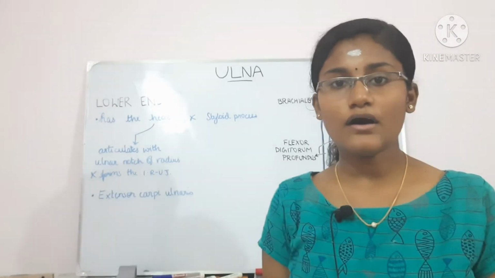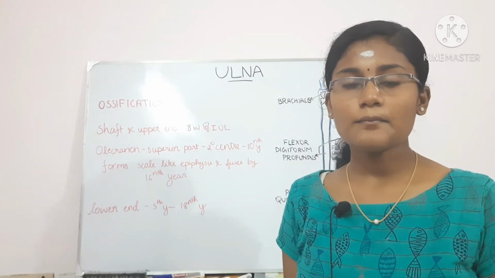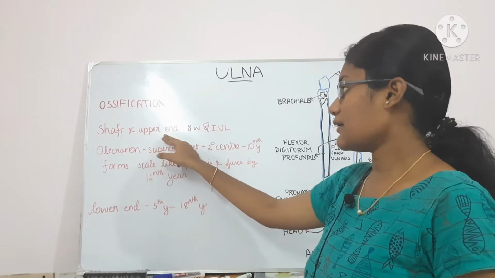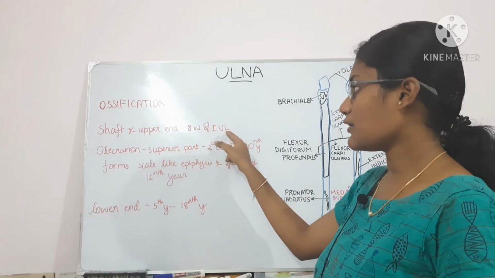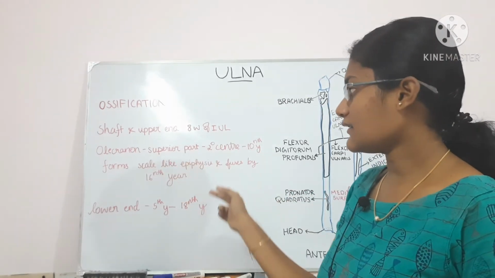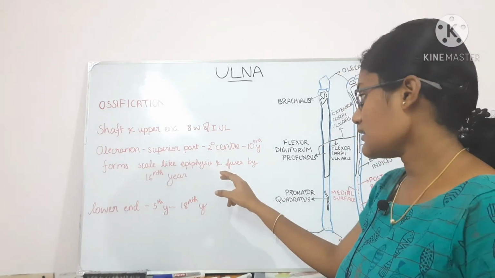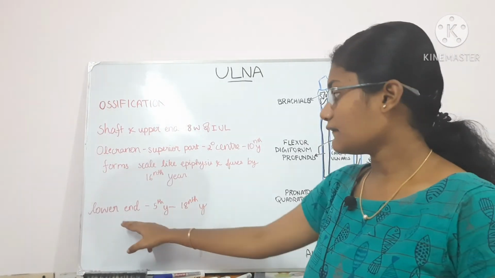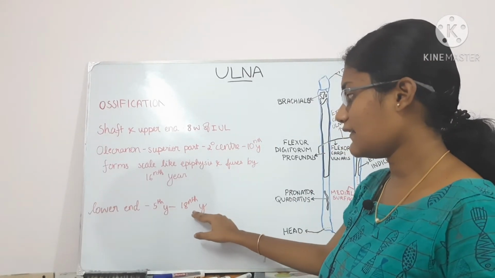Now let's talk about the ossification of the ulna. So the ulna ossifies by one primary center and two secondary centers. The shaft and the upper end ossify by the primary center, which appears in the 8th week of intrauterine life, and the olecranon process has the secondary center on its superior part, which forms a scale-like epiphysis, and it appears by the 10th year and fuses by the 16th year. The lower end has a secondary center which appears by the 5th year and fuses by the 18th year.